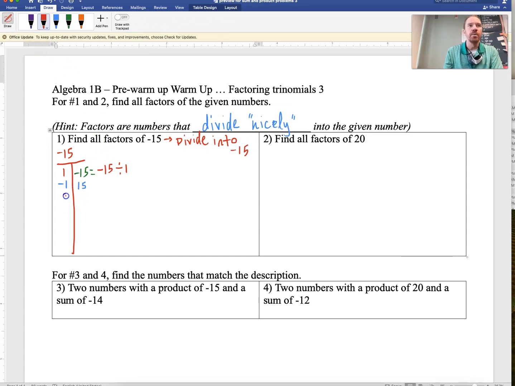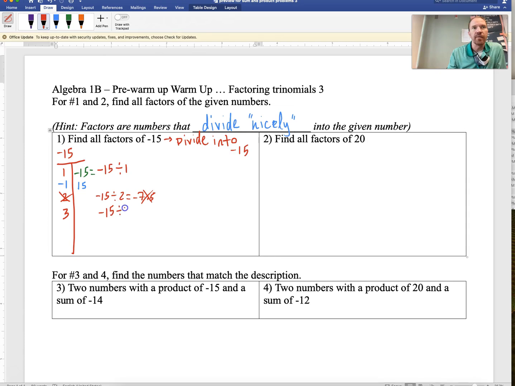If we try 2, 2 is not going to work out. Negative 15 divided by 2 is negative 7.5. I go, no decimals here. So 2 is not a factor, but I checked. I'm doing an organized guess and check. Negative 2 is also out. But what about 3? Well, you might know, but you can check.